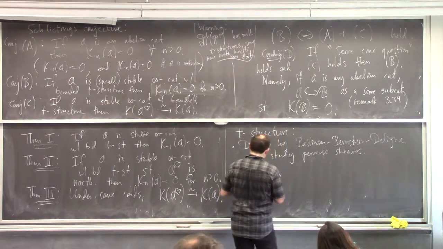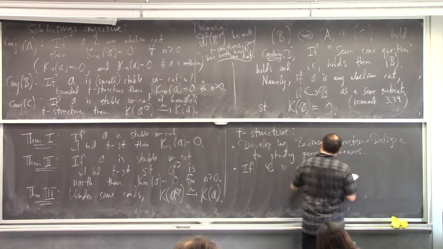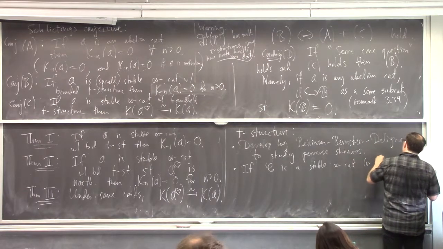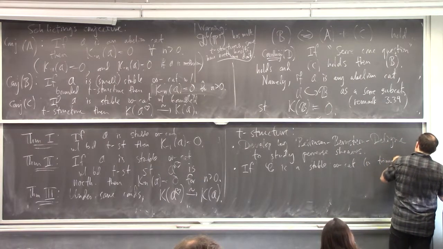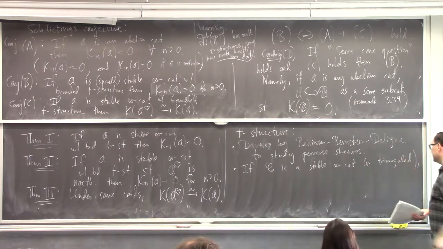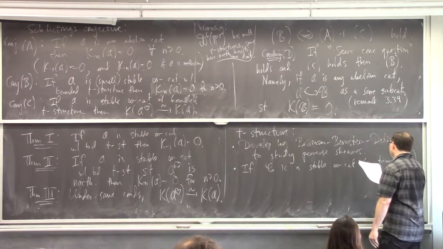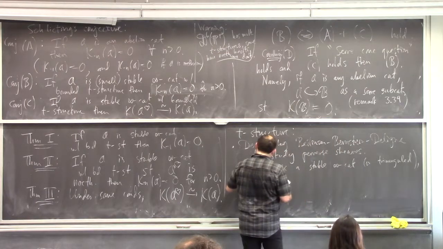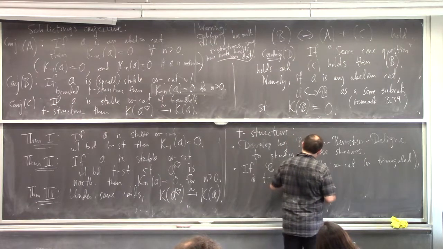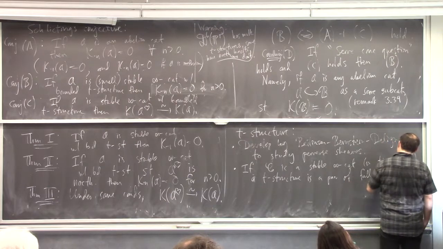What is it? Well, if C is a stable infinity category, or a triangulated category, because really the T-structure only depends on the homotopy category of C, so it's actually an invariant of the triangulated structure. So a T-structure is a pair of full subcategories.